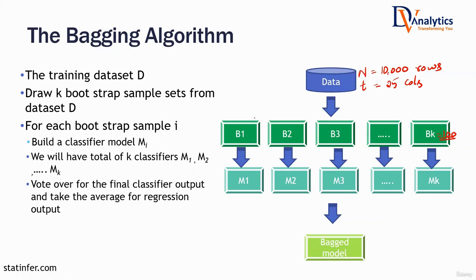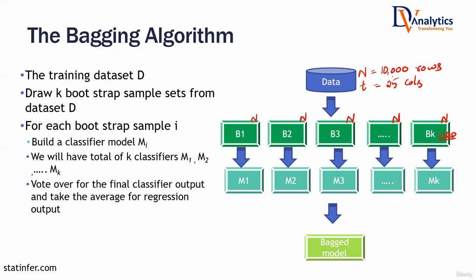What will be the size of each bootstrap sample or each bag? How many records will be there in this bag? The number of records in each bag will be how many? 10,000. Whatever is the size of the data, the same. Here n is 10,000, so there will be n records here, n records here, n.